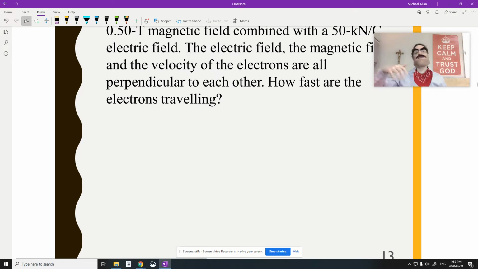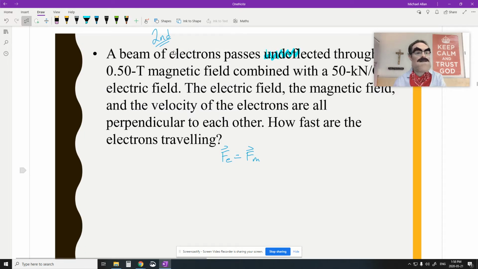Now, I'm not too concerned about the setup of the machine, like which way the field is going, whether the electric force is going up or down, or whether the magnetic force is going the other direction. All I know is that they are opposing each other. It causes no deflection. So all I care about is that the electric force must be balanced out by the magnetic force for the beam to remain undeflected. So I know these two forces have to balance each other out.